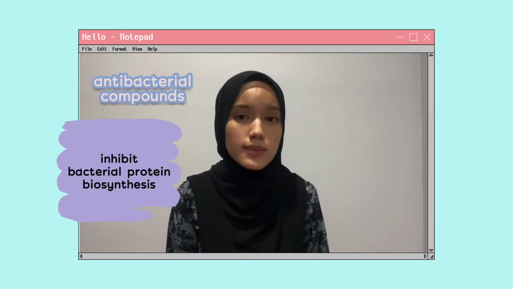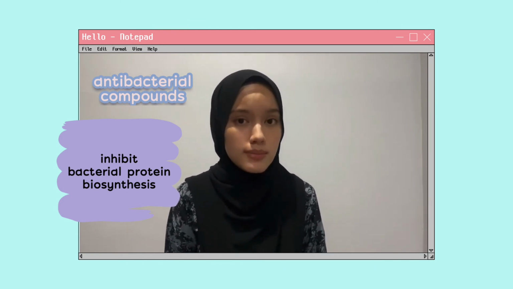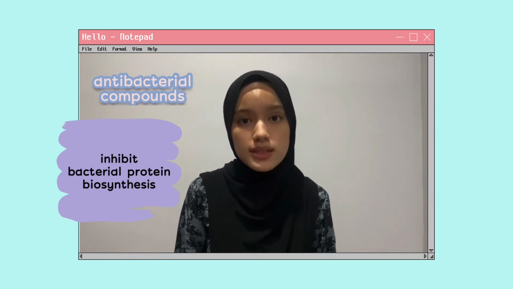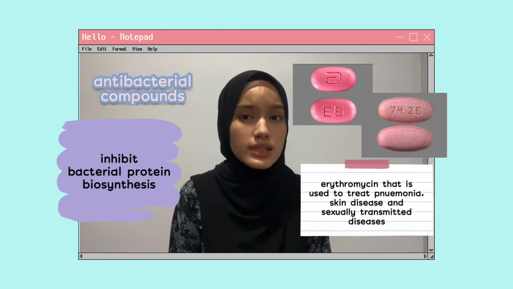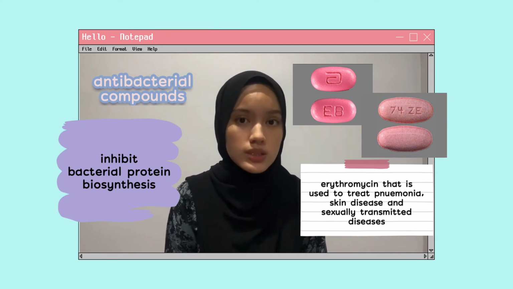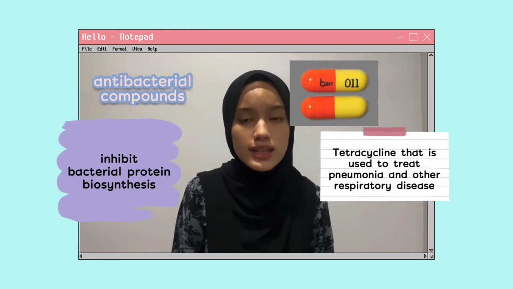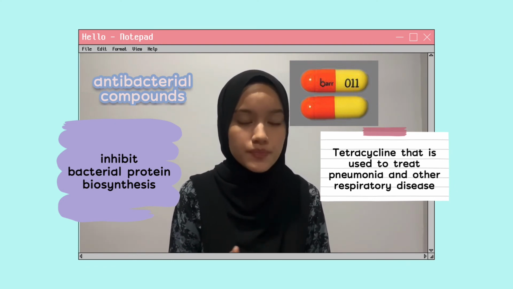Two types of antibiotics that inhibit bacterial protein biosynthesis by affecting bacterial ribosomes are erythromycin, which is used to treat pneumonia, skin disease, and sexually transmitted disease, and tetracycline, which is used to treat pneumonia and other respiratory disease.